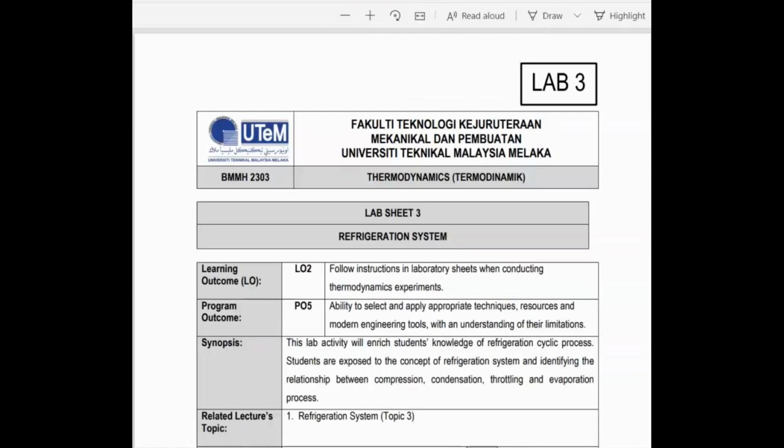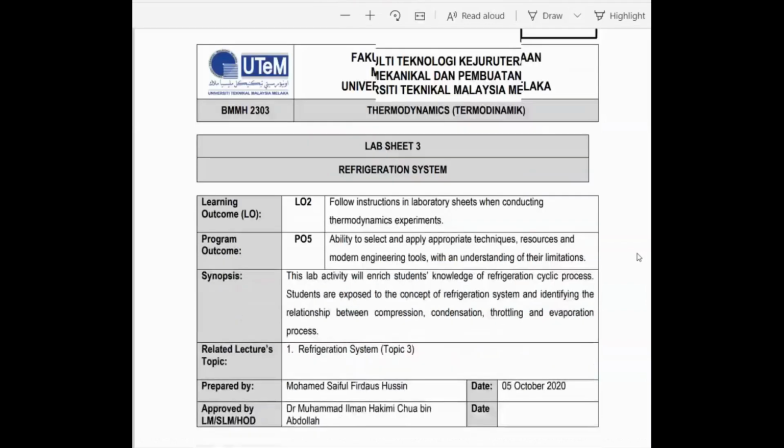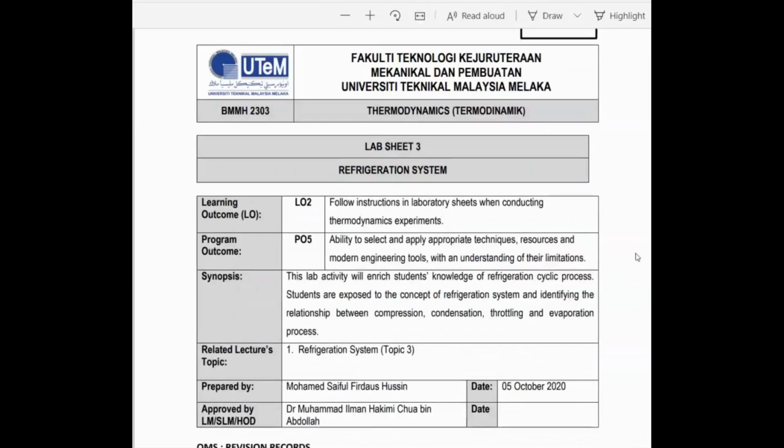Right, today we move to the third lab, which is regarding the refrigeration system. During this lab, you should know the refrigeration cycle process, and you should be exposed to the concept of the refrigeration system and how to identify the relationship between the refrigeration processes, such as compression, condensation, throttling, and evaporation.